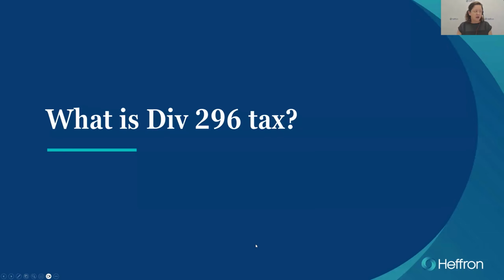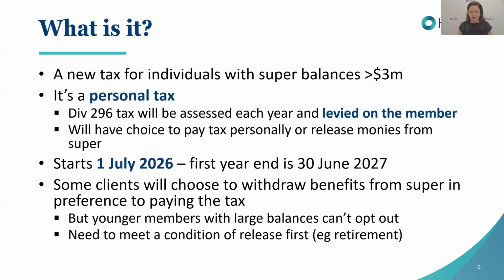Just as a refresher, what is Div 296 tax? Remember, it's a brand new tax for individuals with superannuation balances in excess of a $3 million threshold. It's a personal tax, so it's levied on the member, not the superannuation fund. The member will have the choice to pay that tax personally or release monies from superannuation via a release authority, like we do with Div 293 tax. It starts the 1st of July 2026. It is well and truly legislated, so there's no going back now. The first year end is going to be the 30th of June 2027.